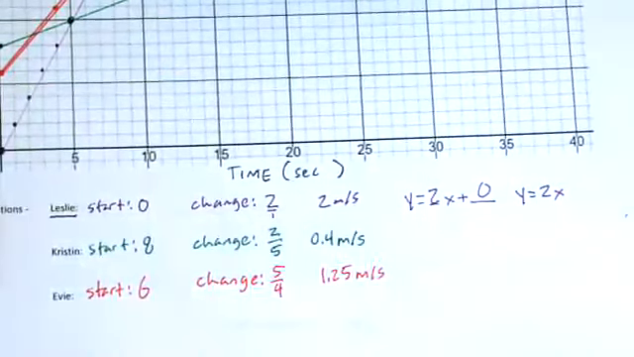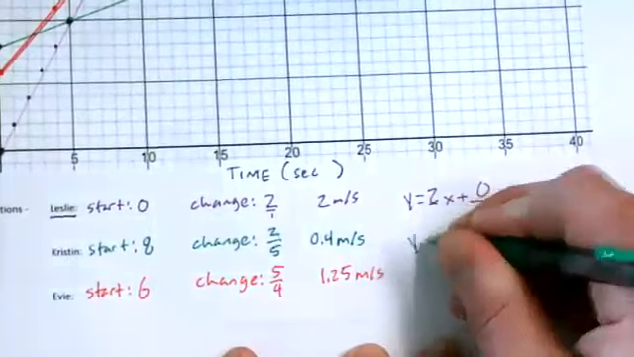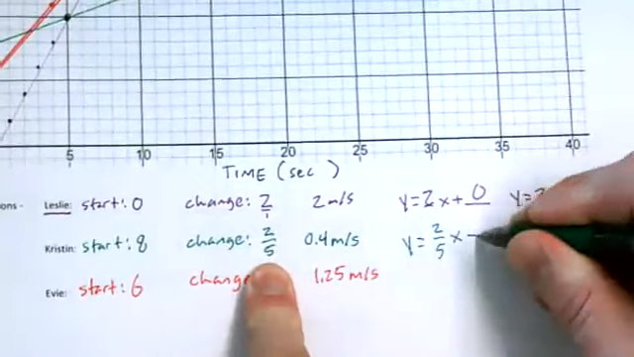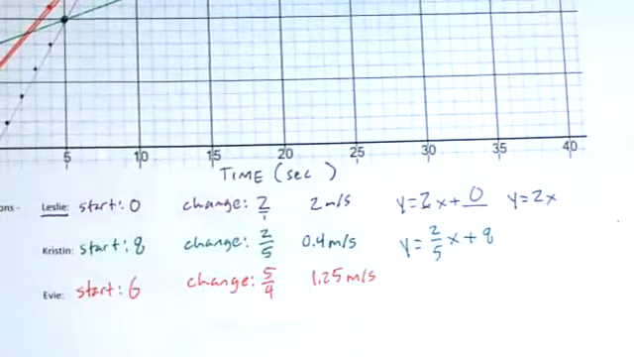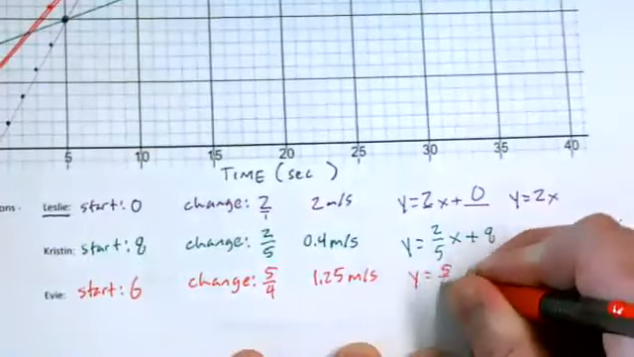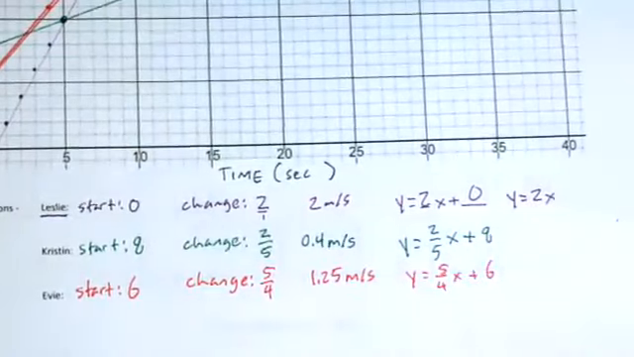For Kristen, let's write an equation for Kristen. So y equals, Kristen's change was 2/5. X comes after that change and then a +8 at the end because that was her start value. If you'd prefer to use that 0.4, that's okay. That works also. 0.4 is the same as 2/5. And Evie's equation would just be y equals 5/4x plus 6. We're just putting that information together from the start value and the change. Guys, we're doing awesome. Does anybody have any questions before we move on to part B?